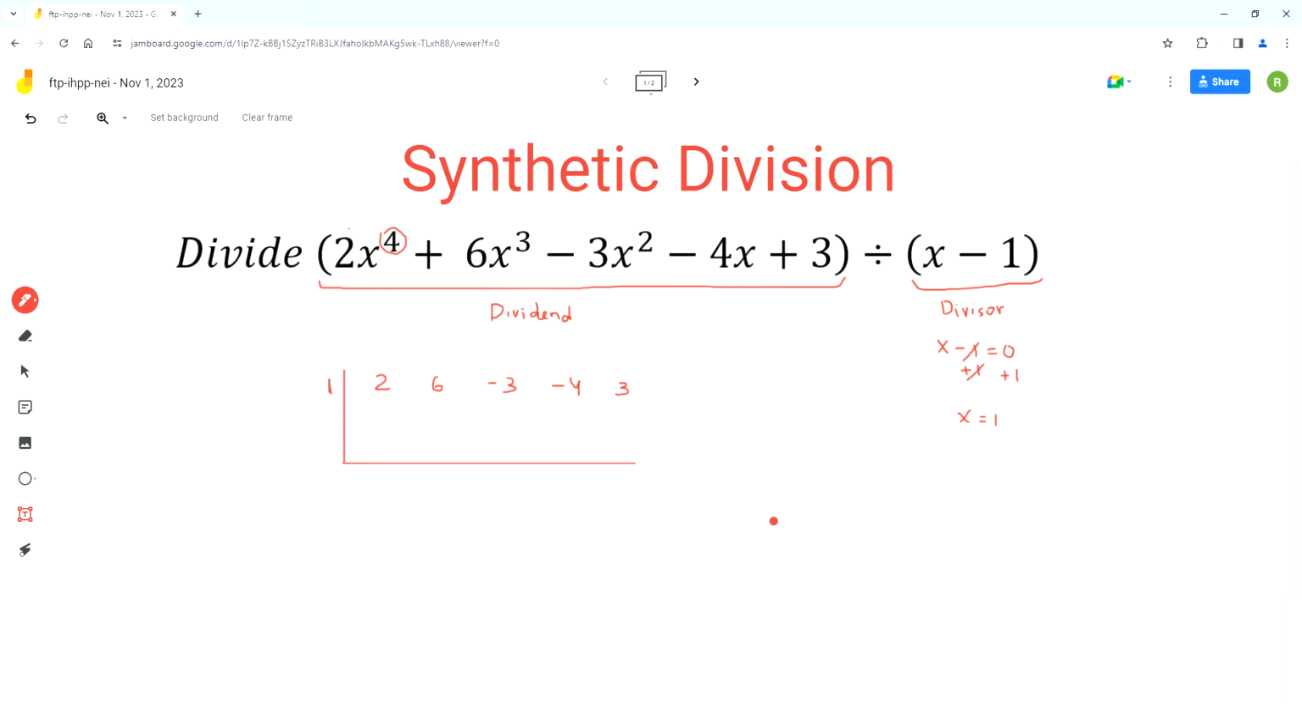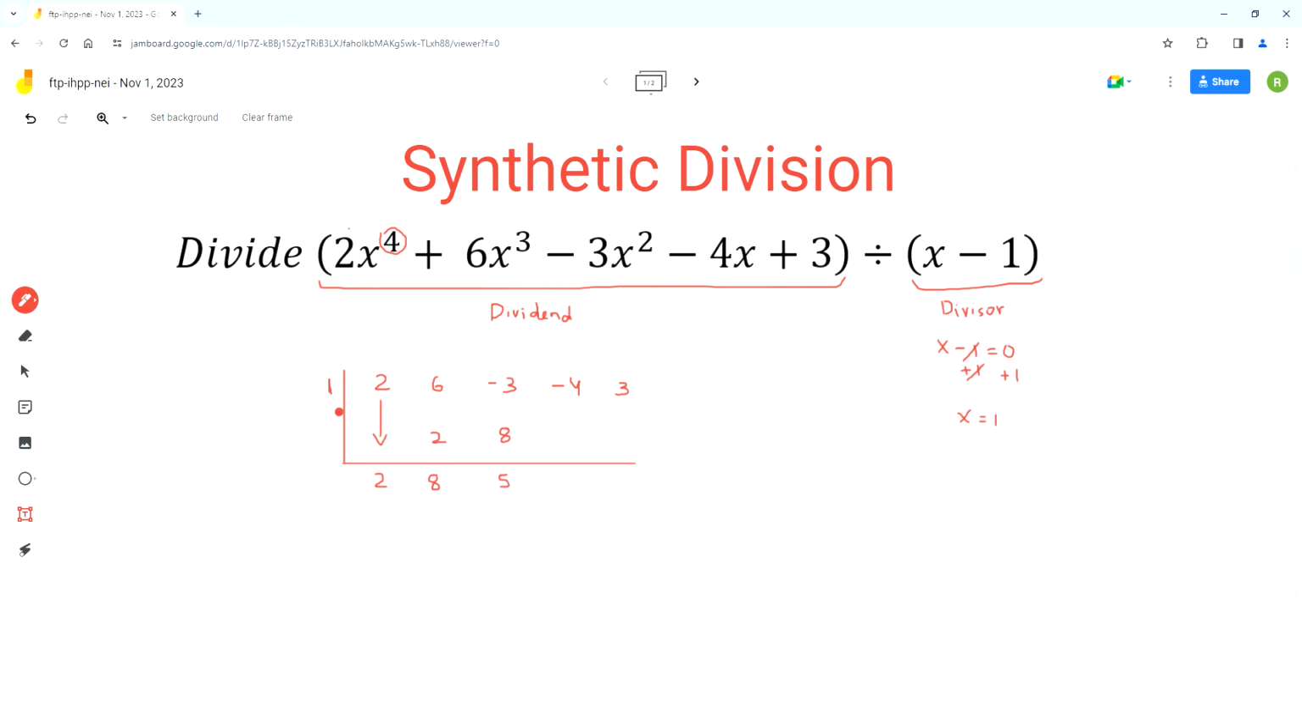We start the synthetic division by bringing down the first coefficient. So we bring it down and write it under this line. And now we do 1 times 2, which is equal to 2, and we write that result under 6. Now we add the numbers in the column. So 6 plus 2 is 8. Now we do 1 times 8, which is 8, and we write the result under the -3. And now we add the numbers in this column. So -3 plus 8 is 5.